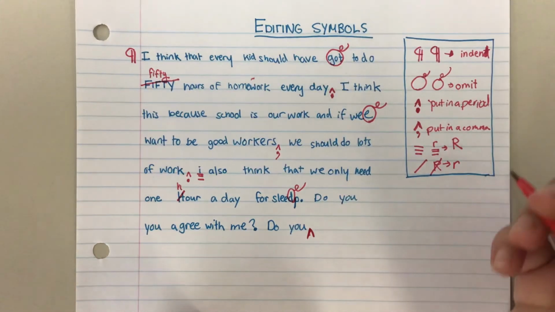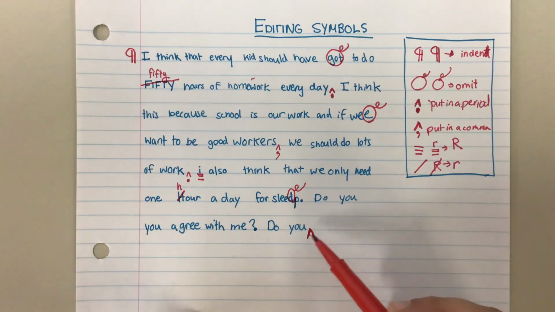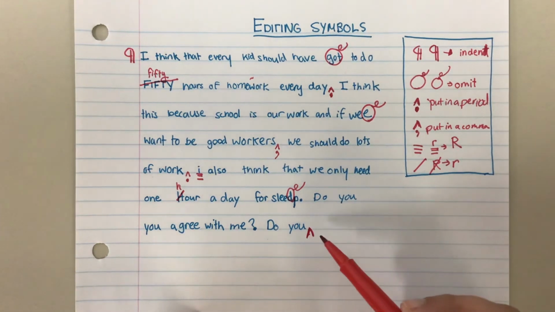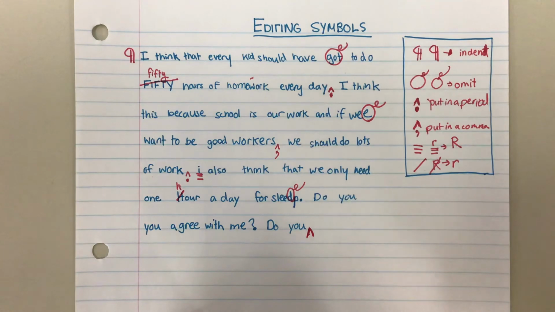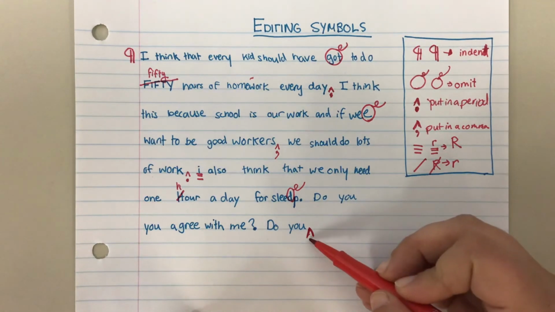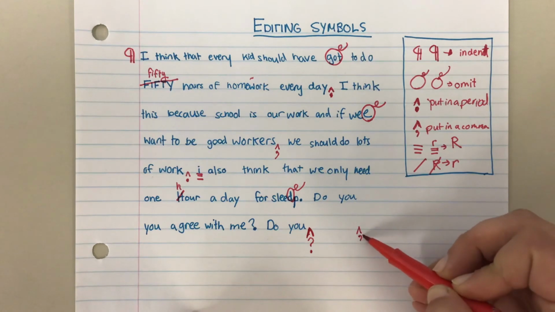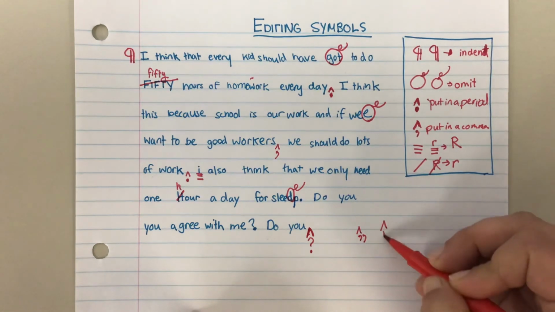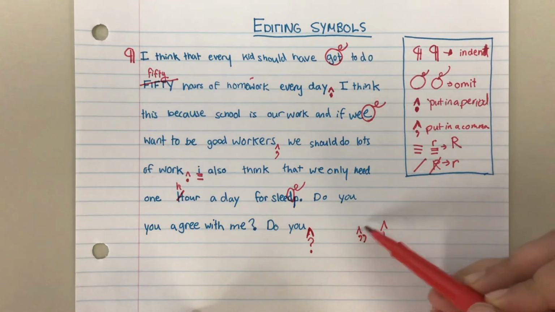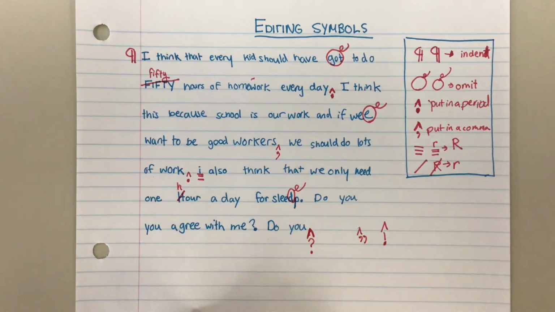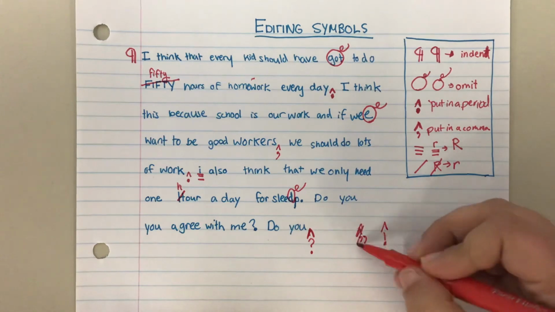It's asking a question. So sometimes I can use these little signs for other punctuation besides just a period and a comma. So under this one, I'm going to put a question mark. You can also use an arrow for quotation marks. You could use an arrow for an exclamation point. As long as you have the arrow there, you're showing you need to insert that punctuation. So that is a good way to put it in.